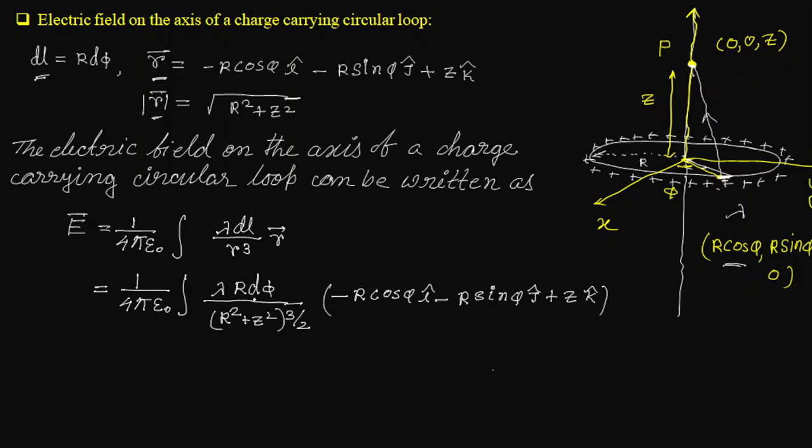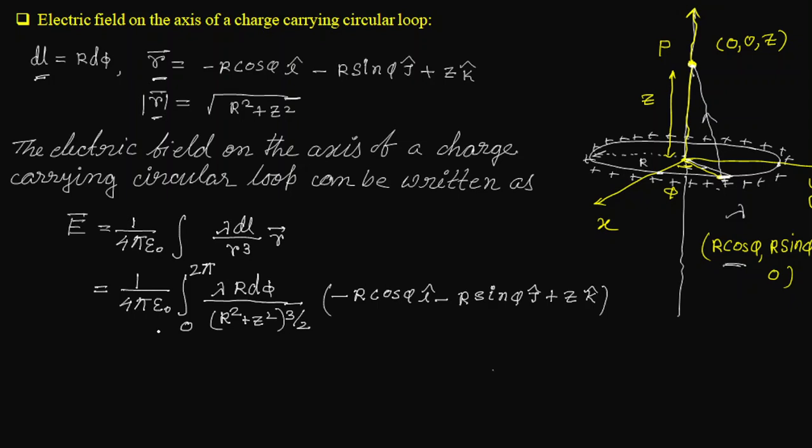So over the periphery, actually here phi is the only variable. If we consider a point on the x-axis, then phi will be 0. If we consider an elementary line on the y-axis, then the value of phi will be 90. So here phi is the only variable. So what will be the limit of phi for the complete loop? It will be 0 to 2 pi.